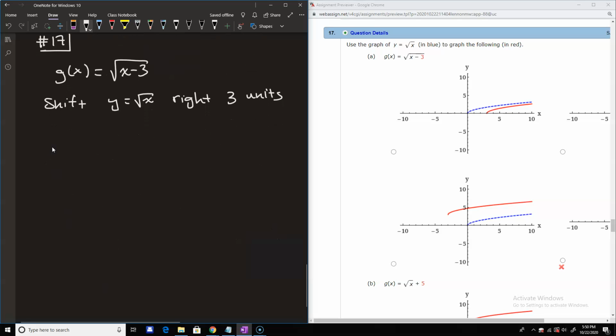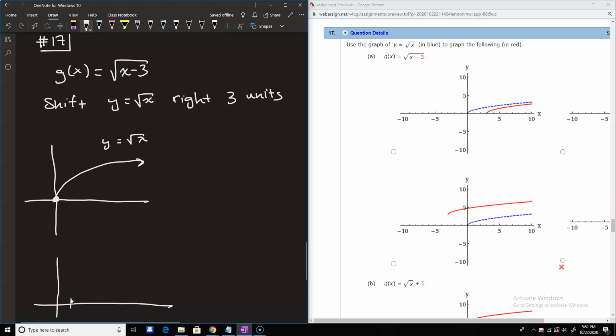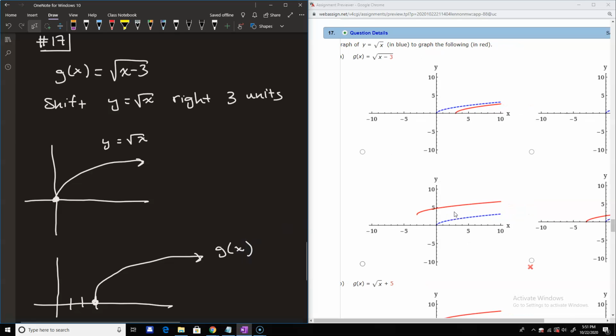So if your regular square root of x graph looks like this, so if this is y equals the square root of x, then your g of x graph should go to the right 3 units. So it should go 1, 2, 3 to the right, and then start there. So this is g of x. So that tells you what your graph looks like for 17.